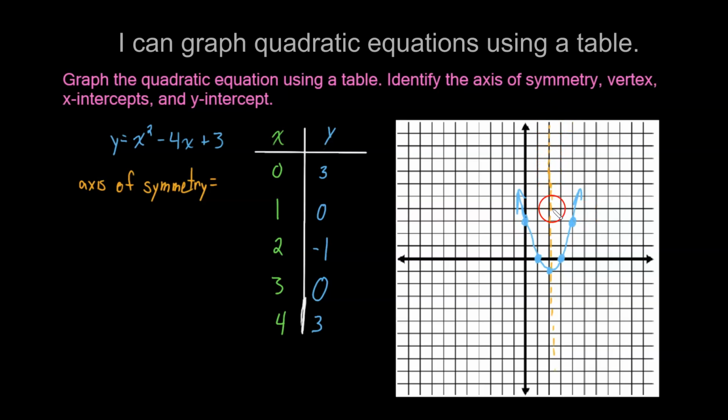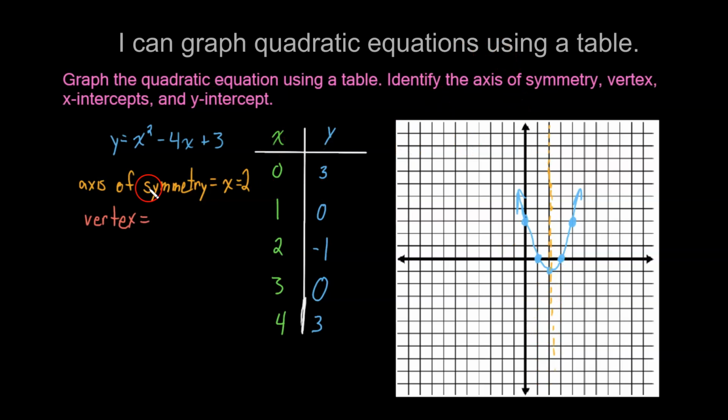So this is our axis of symmetry right here, and that is at the x value of 2. So the axis of symmetry is equal to, we could say 2, or I'm going to say x equals 2 just to clarify. So when x is equal to 2, that is our axis of symmetry.